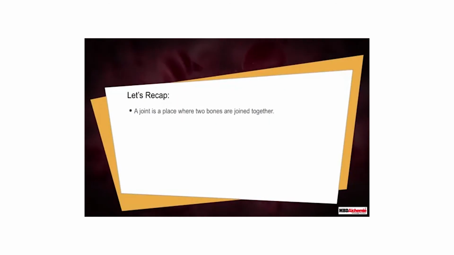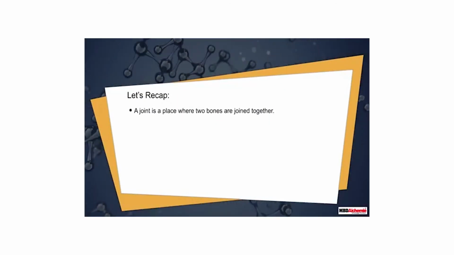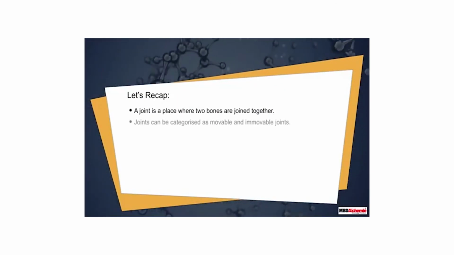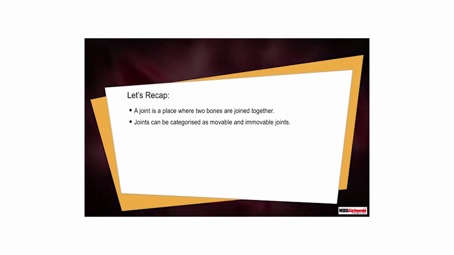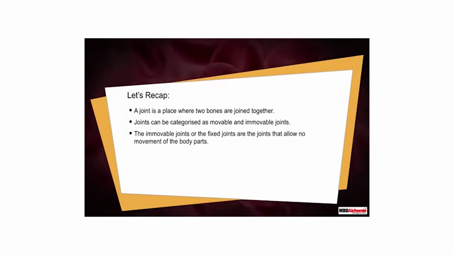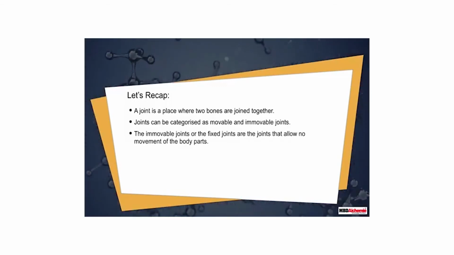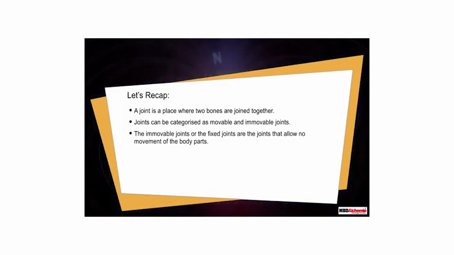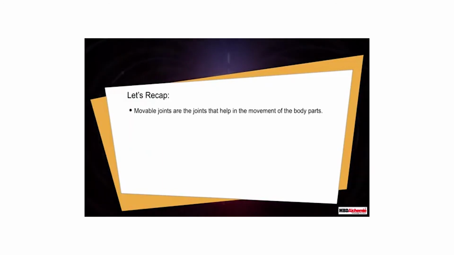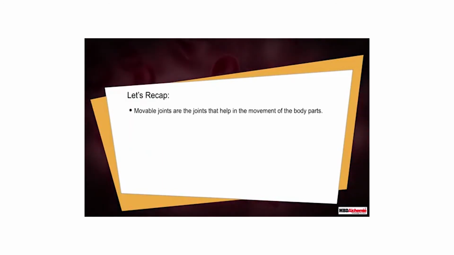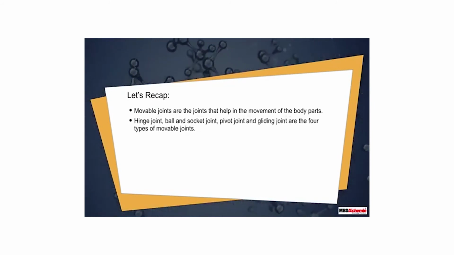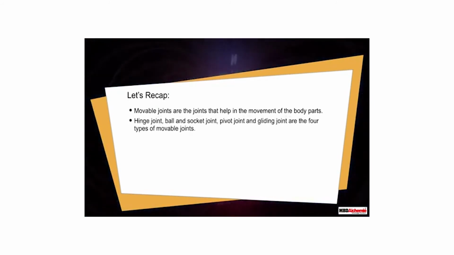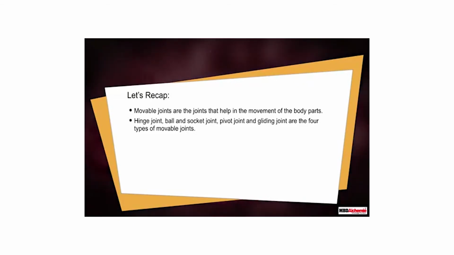Let's recap. A joint is a place where 2 bones are joined together. Joints can be categorized as movable and immovable joints. The immovable joints or the fixed joints are the joints that allow no movement of the body parts. Movable joints are the joints that help in the movement of the body parts. Hinge joint, ball and socket joint, pivot joint, and gliding joint are the 4 types of movable joints.